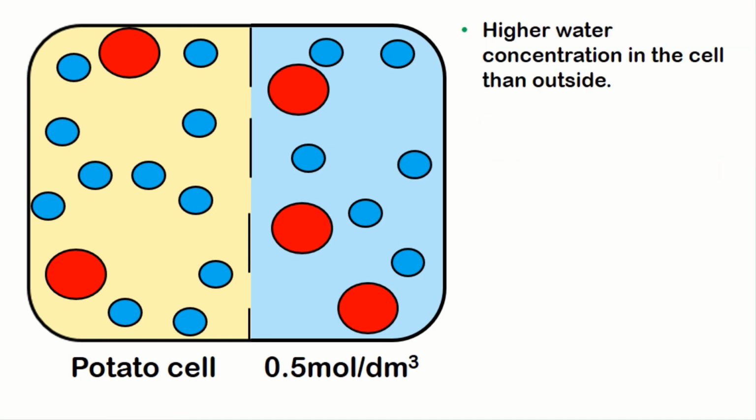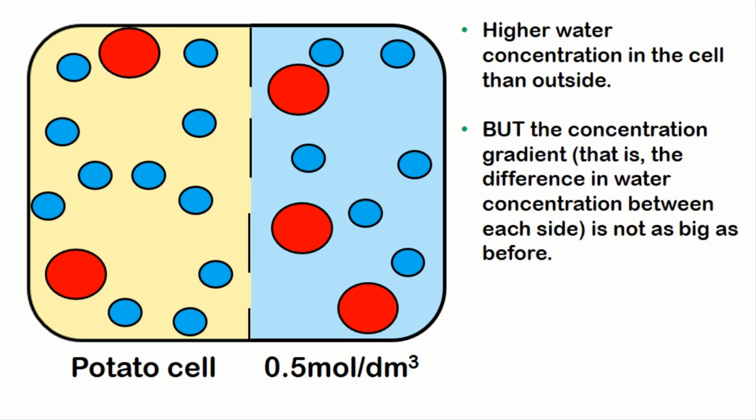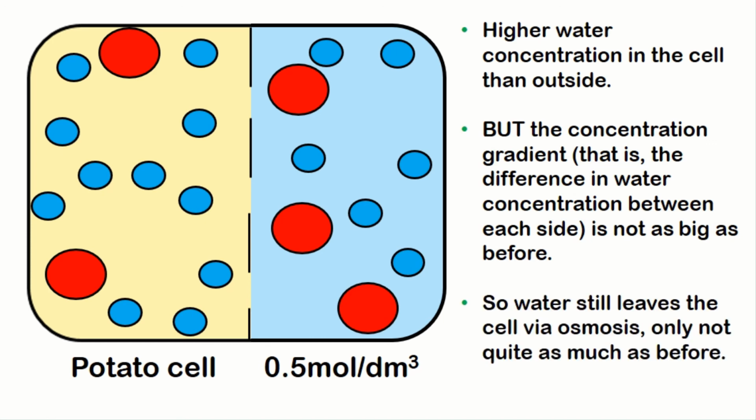Now here's another one. Once again, there's a higher concentration of water in the potato than there is the beaker, but the difference is not quite as much. So water still leaves the potato, only less now than in the previous example. So this potato will still lose mass, however it will lose slightly less than it did when we had an even higher concentration of sugar.